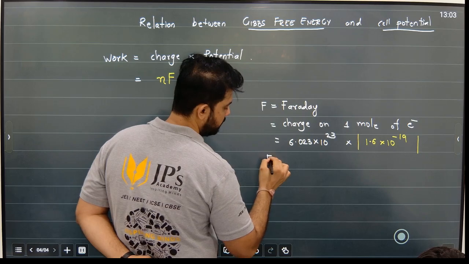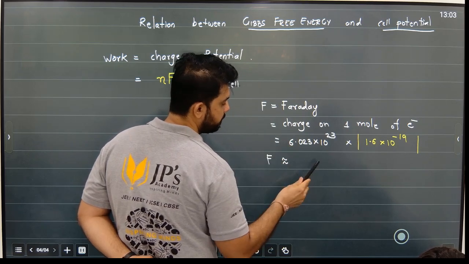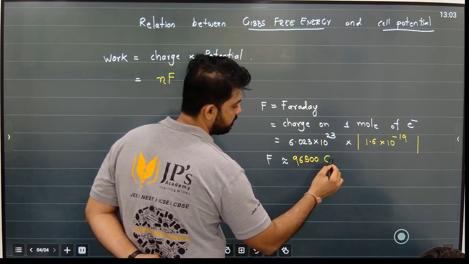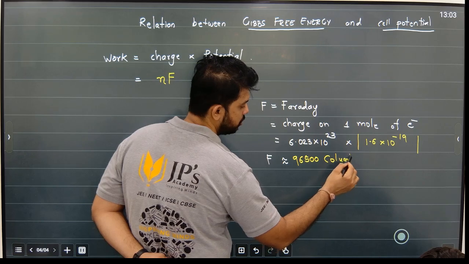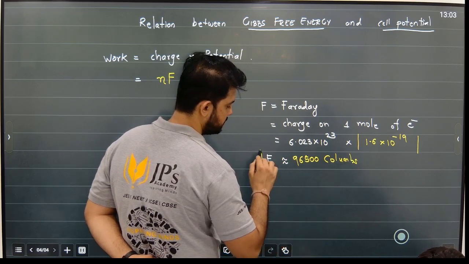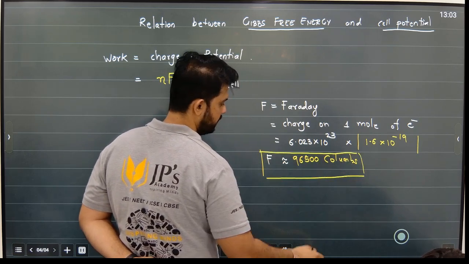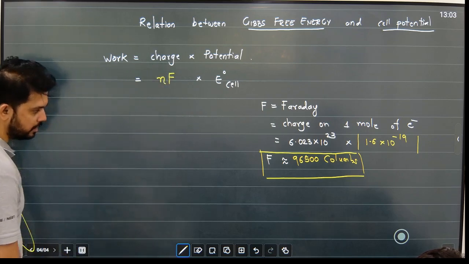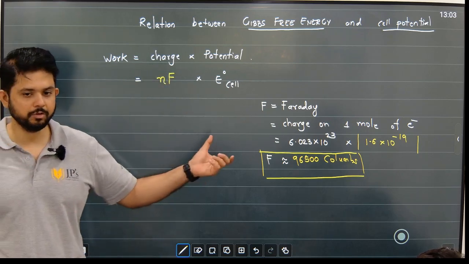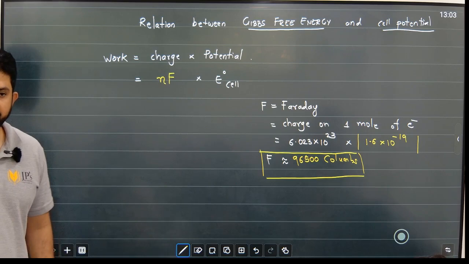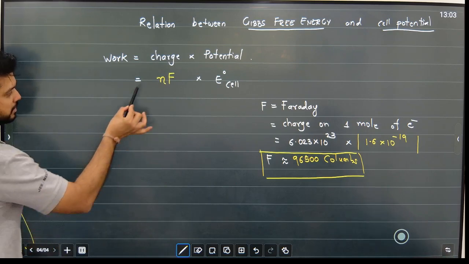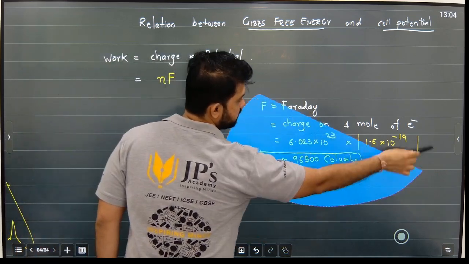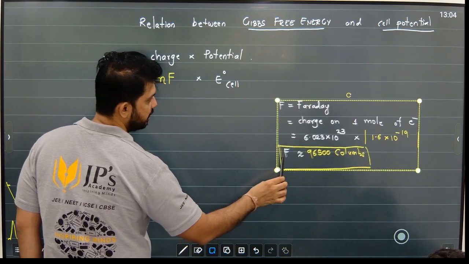When you multiply this, you get approximately 96,500 coulombs. It is something like 96,485 point something, which we round off to 96,500 coulomb. That is the meaning of 1 Faraday. n is nothing but the number of moles of electrons participating in that cell.